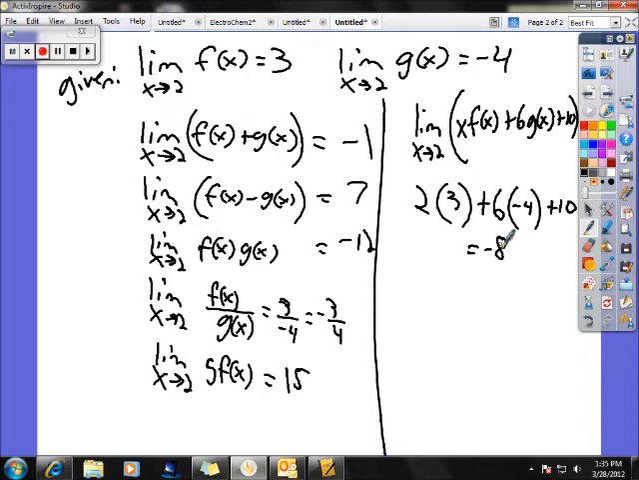Any questions on that? Pretty straightforward. You won't get something this simple over here, but this last one, that's kind of the level of stuff you have to do. Okay. This x right here, this x is this 2, because x approaches 2, and we're just plugging in the 2 for that x. And then the f of x is 3, the 6 is still here, the g of x is -4, and the 10 is there. Okay.